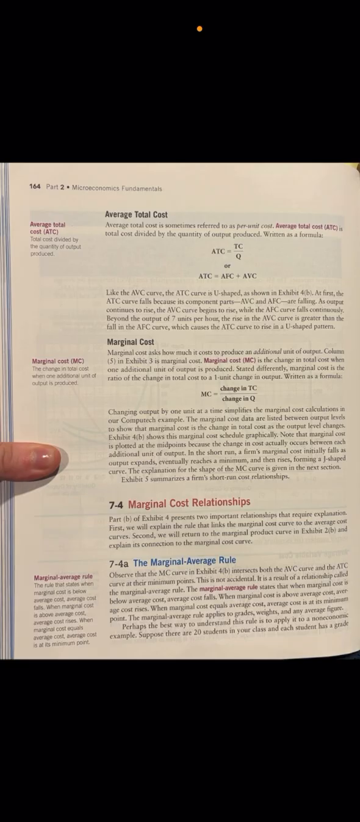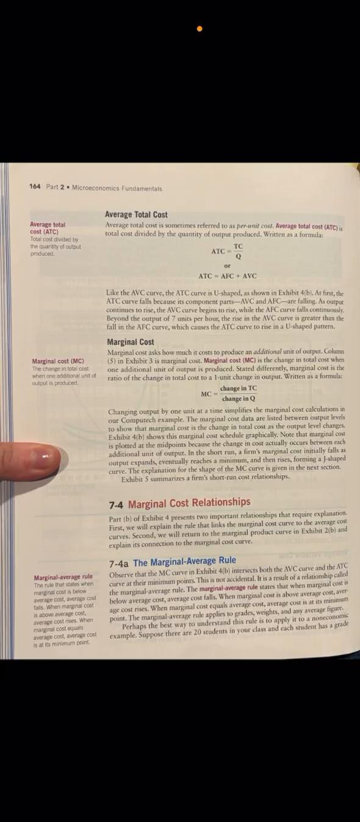Average total cost is the total cost divided by the quantity of output produced, written as a formula of ATC equals TC over Q, or ATC equals AFC plus AVC. Like the AVC curve, the ATC curve is U-shaped, as shown in Exhibit 4B. At first, the ATC curve falls because its component parts, AVC and AFC, are falling.